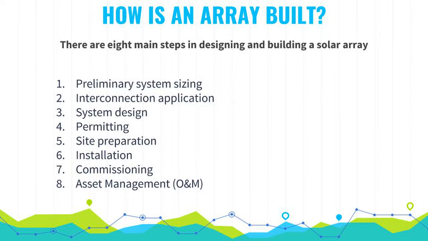There are 8 main steps in designing and building a solar array. The first, preliminary system sizing, the interconnection application, system design, permitting, site preparation, installation, commissioning or turn on, and then asset management or operation and maintenance. We will now review each step in greater detail.